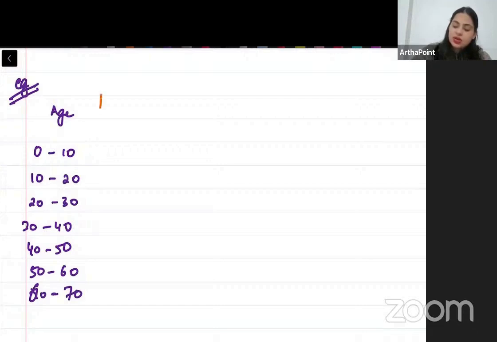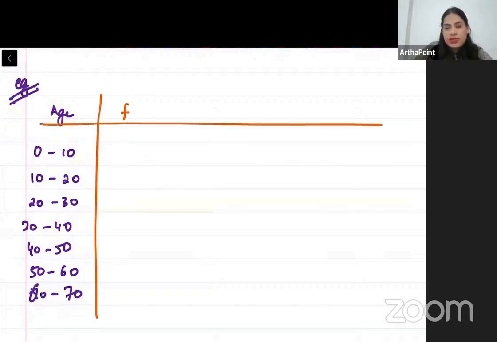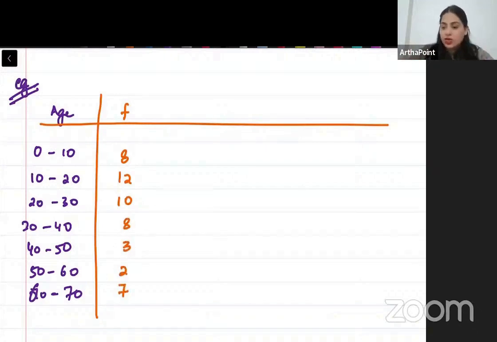Just take a minute. It is cumulative frequency. Let me show you how to get that. So now what I will do is, we will take frequency. So frequency is given to you: 8, 12, 10, 8, 3, 2, 7. This much data will be given, and they're asking you, find median.